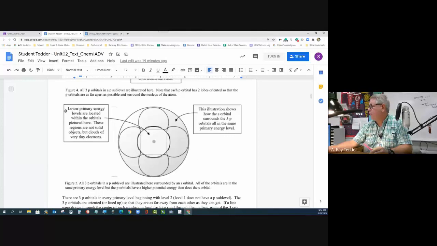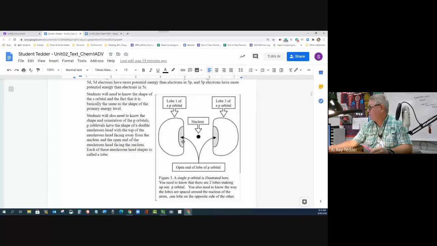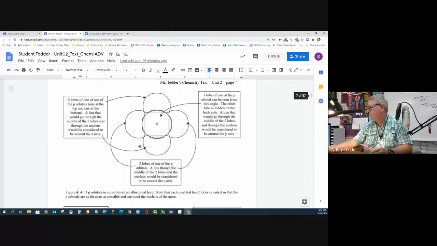And so it's pointing out here that you also have that lower primary energy level inside of all of this. And that's why the p orbital has this kind of scooped out section right here. It's not really shaped properly because I wanted to kind of emphasize the fact that it kind of cups over that lower primary level. Okay.